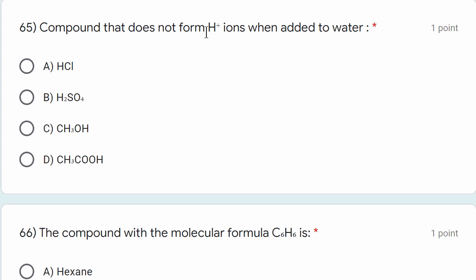Now, which one doesn't form H+ ions when added to water? H+ ions are formed by acids. So, which one is an acid? HCl is an acid, hydrochloric acid, sulfuric acid. This is an alcohol. Alcohol doesn't produce H+ ions. It actually produces OH- ions, whereas CH3COOH is an acid, ethanoic acid. So, basically, the correct answer is methyl alcohol.